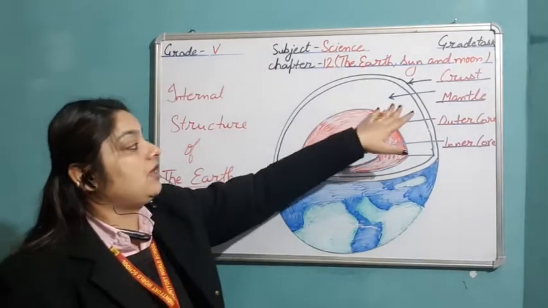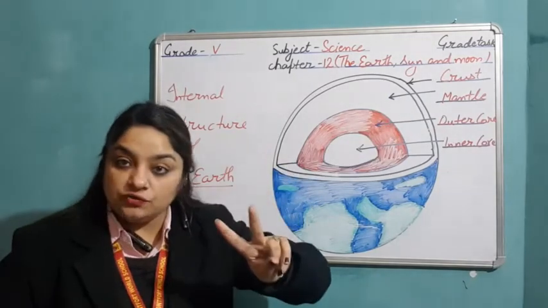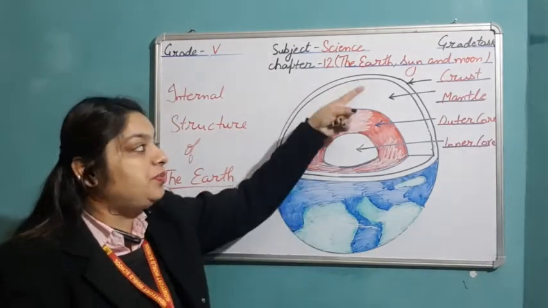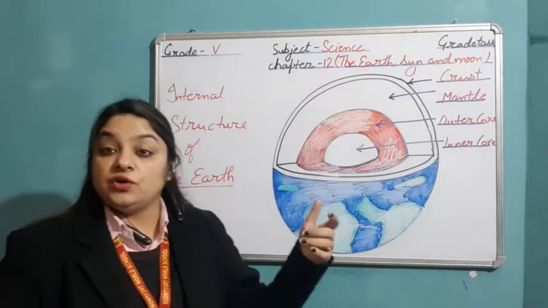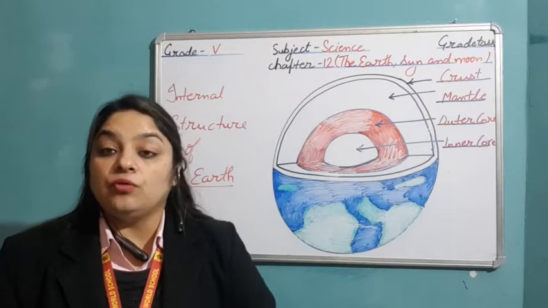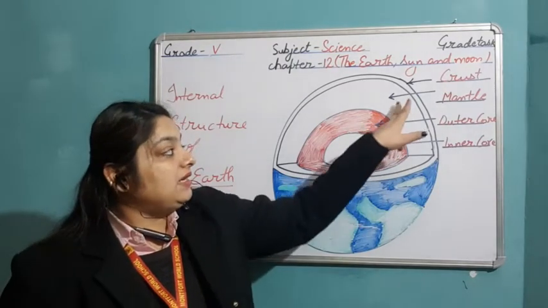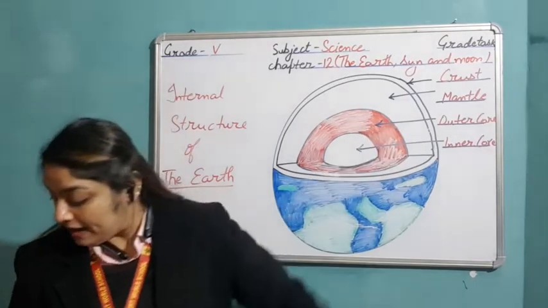After this, the second one is the mantle layer. It is the second layer of the Earth, and it is present below the crust layer. When any volcano erupts, magma comes out from the inner mantle layer. Now the mantle layer is also divided into two parts.